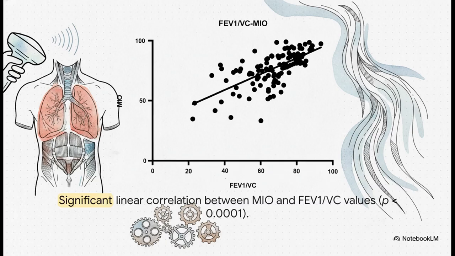They found a really strong, significant linear correlation between their new ultrasound MIO value and the gold standard FEV1/VC ratio from spirometry. This is huge because it shows that as one goes down, the other tends to go down with it. It's more proof that MIO is truly tapping into the same underlying obstructive physiology.